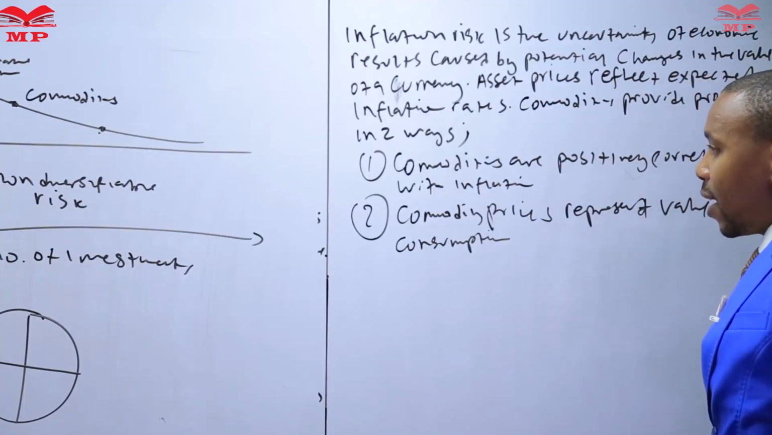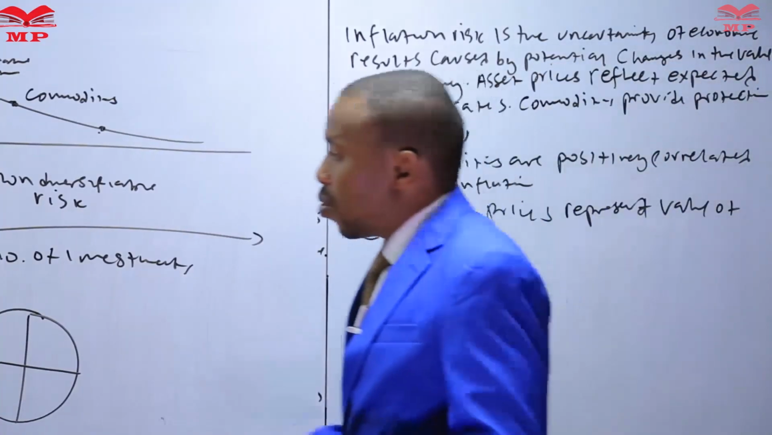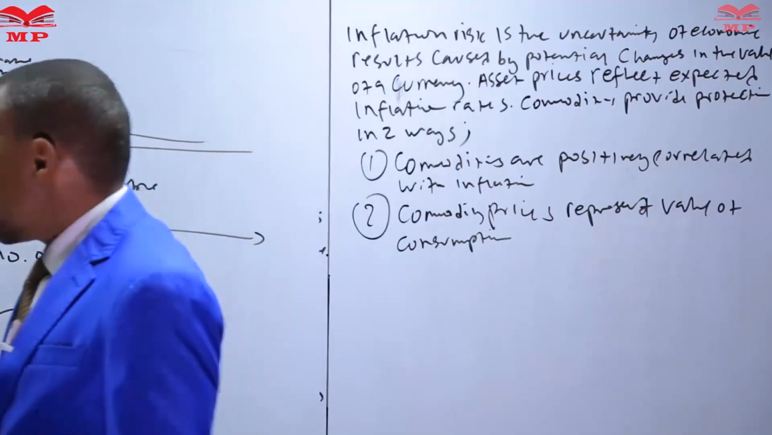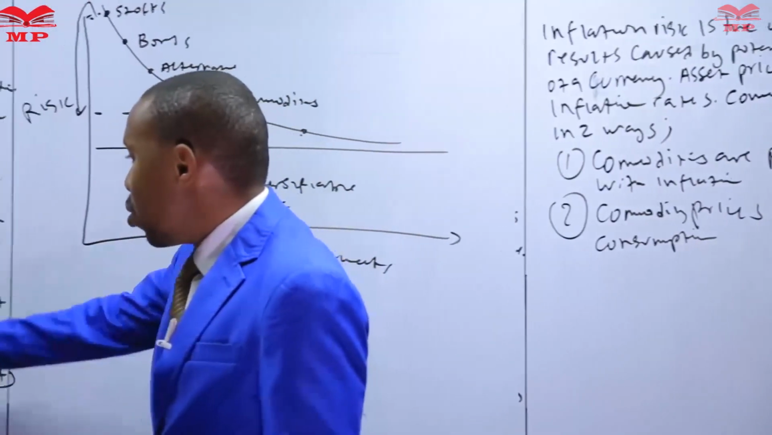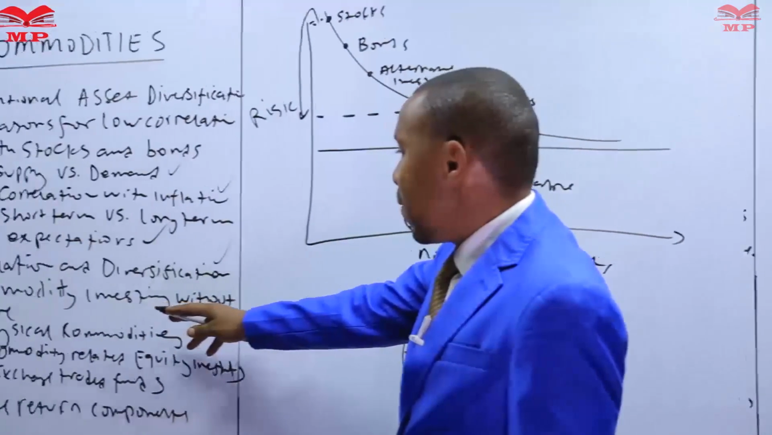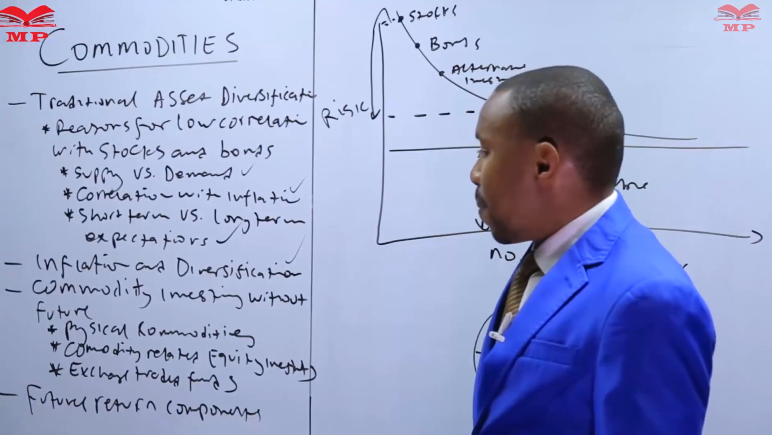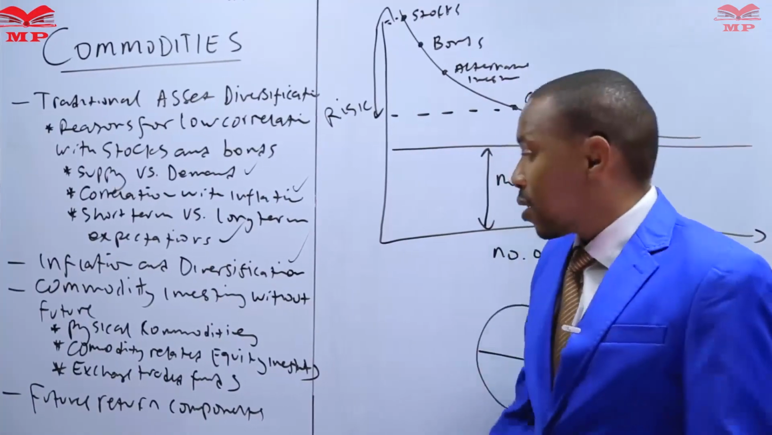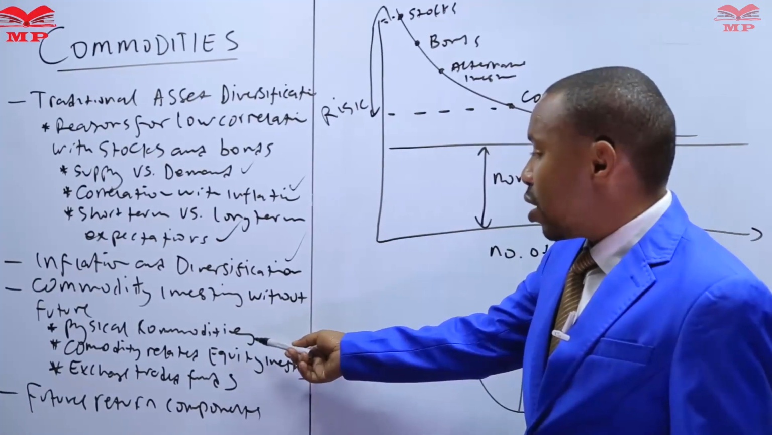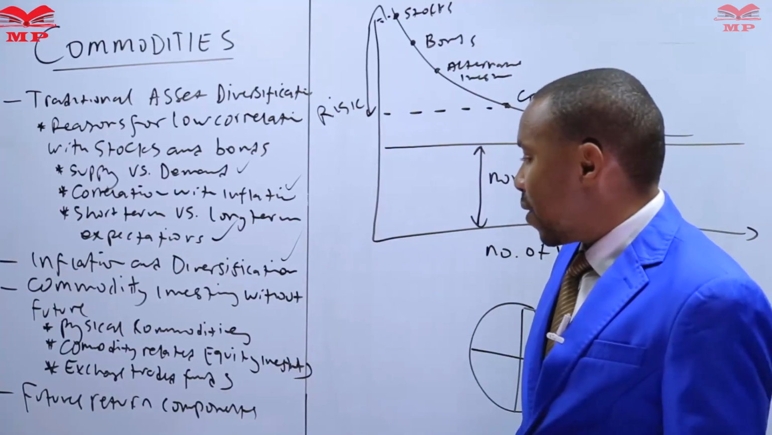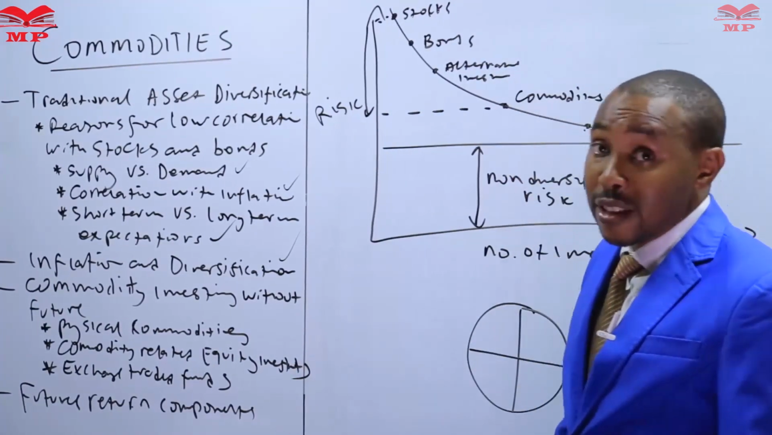Now, having looked at that, we can move on and look at something else. We can look at commodity futures, and commodity investing without futures. There are three principal components: physical commodities, commodity-related equity investments, and exchange-traded funds.